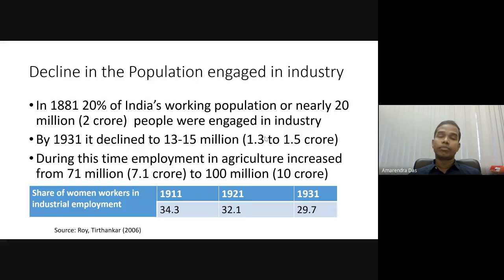So if you compare with the past, for which systematic data are not available, probably the number would be even much higher, or the fall in the employment of women in the industry would be much higher.